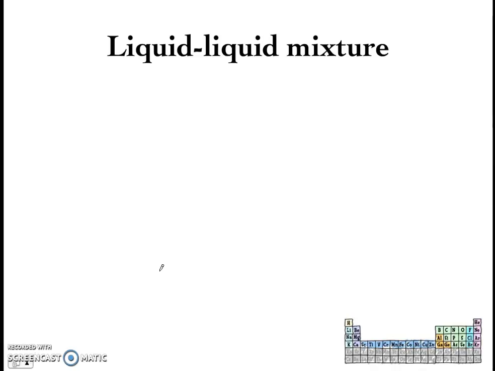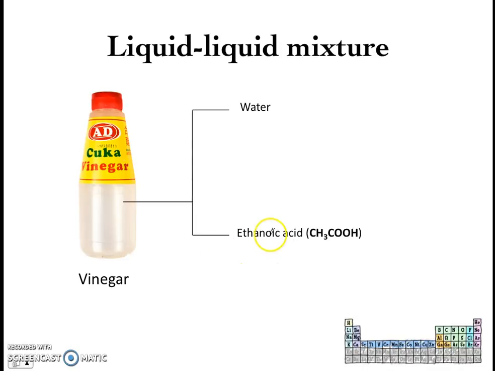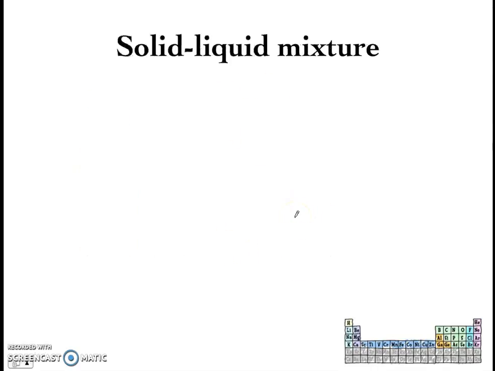Now, on to liquid mixtures, and for this, we go to the kitchen. We find a bottle of vinegar. Vinegar is actually a mixture of water and ethanoic acid, CH3COOH. There's C, carbon, hydrogen, carbon, oxygen. So water and ethanoic acid mixed together gives us vinegar. If you're sharp, you realize that this is a mixture of two compounds. Water is a compound, and so is ethanoic acid.